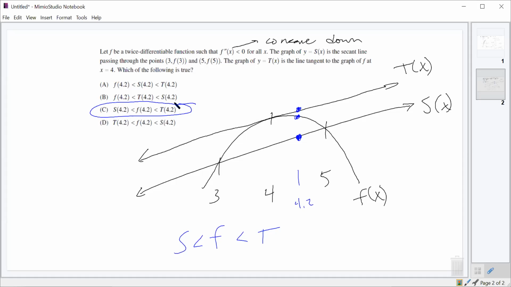And that will always be true for any function that is concave down. If you have a function that is concave up, the opposite is true. Right? The true value is less than the secant line, but more than the tangent line if you have a concave up function. Good or no? Does that make sense? No problem.